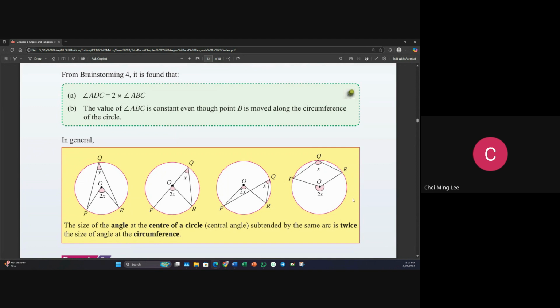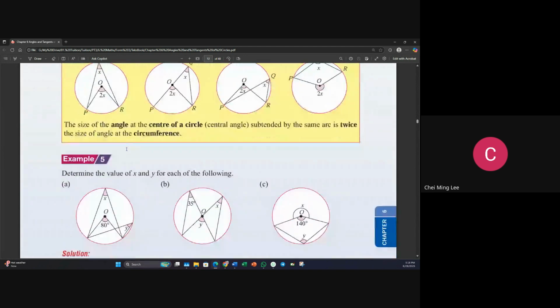But this one is the reflex arc, because why? The arc is PR, the big arc of PR, not the small arc, the big one. So that's why this one is 2x here, then PQR here is x. We consider the big arc. Can you understand? Okay, jot this down. This one no need to jot down.